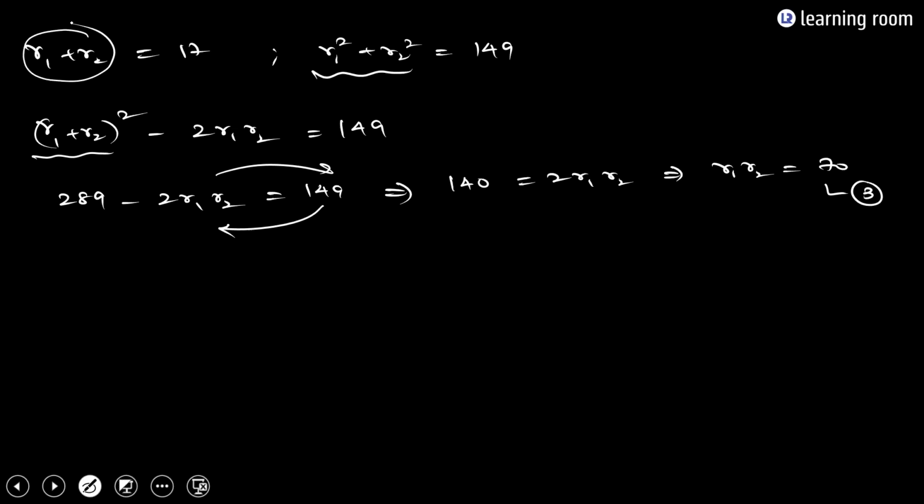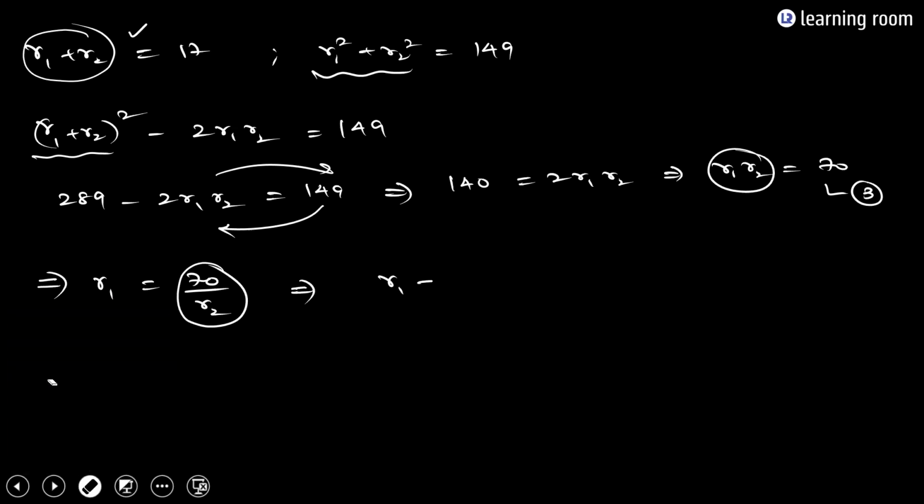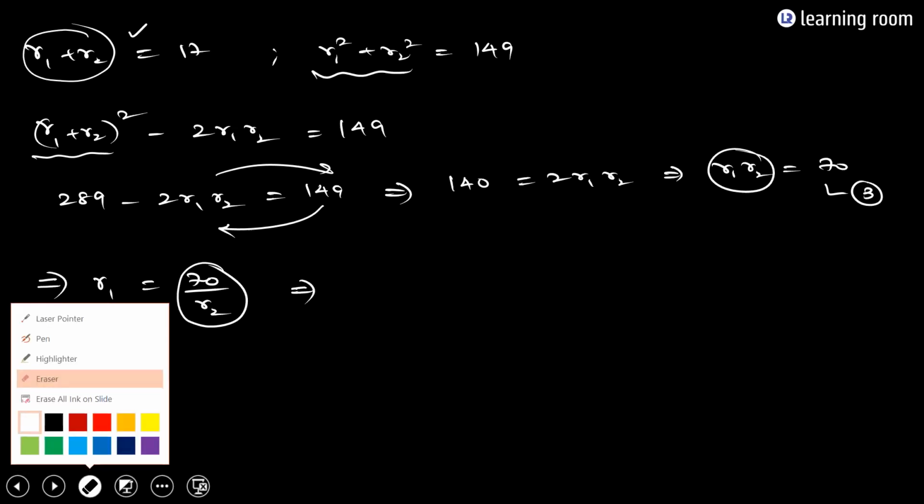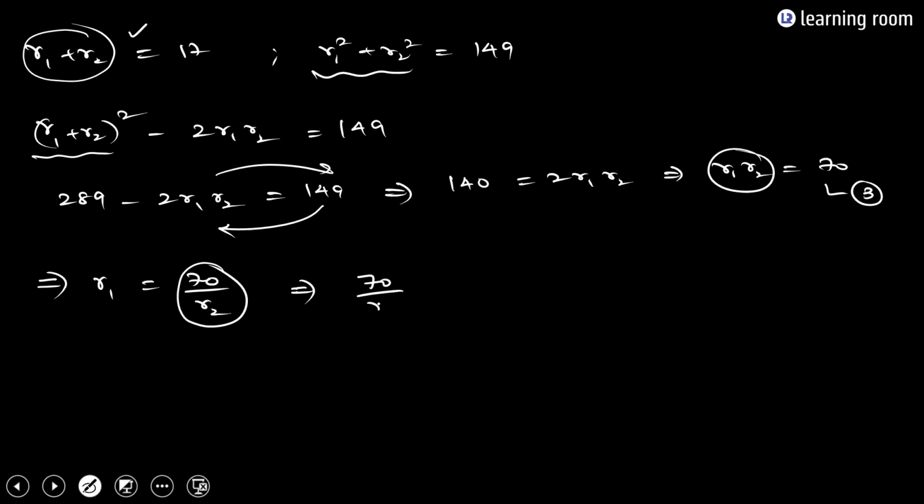Now see, since I have two variables, I need two linear equations to solve the problem. Right? So how do I get the other equation? Or what I can do is, from this R1 R2 is equal to 70, I will write R1 is equal to 70 divided by R2. Can I do this? Okay. Now I'll take this and substitute it here. So I'll get 70 divided by R2 plus R2 is equal to 17.